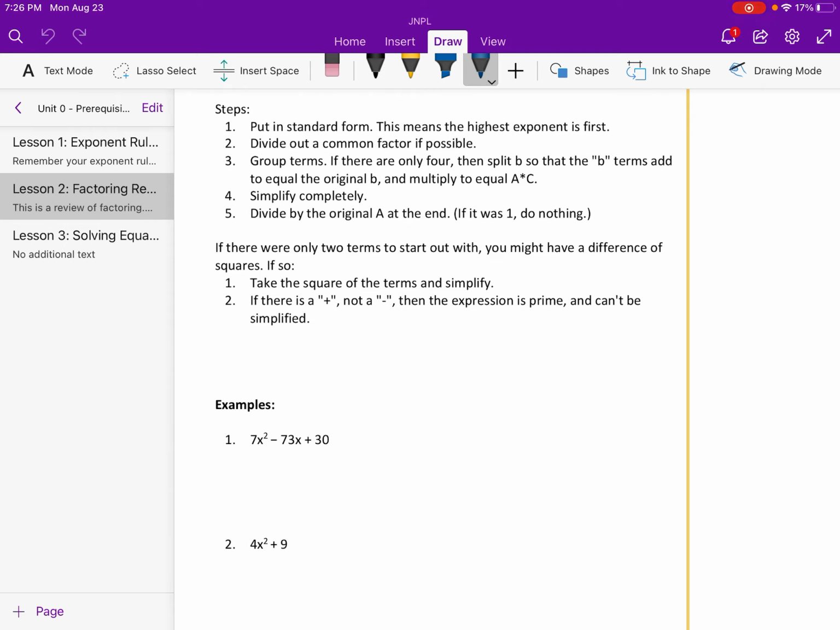That's what you might need to do. These aren't necessarily in order. It's just things that you can do. You might not be able to do all of them. If there's only 4 terms, or sorry, that's actually supposed to mean if there's only 3.